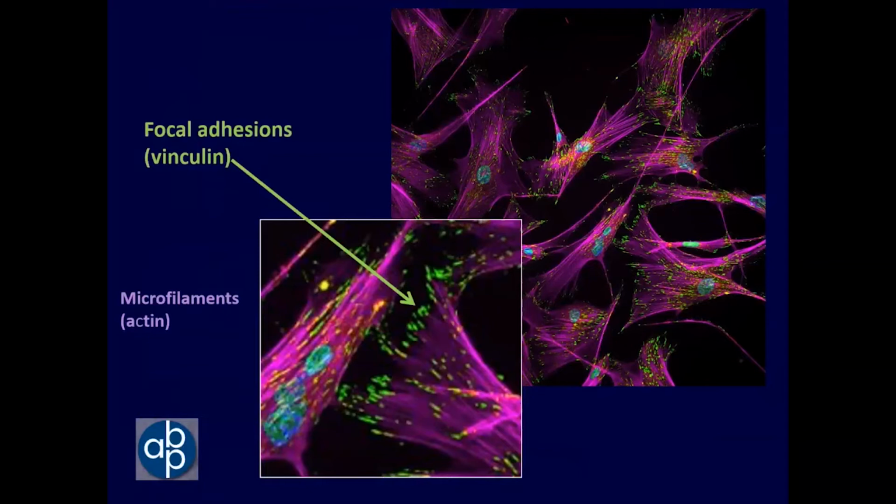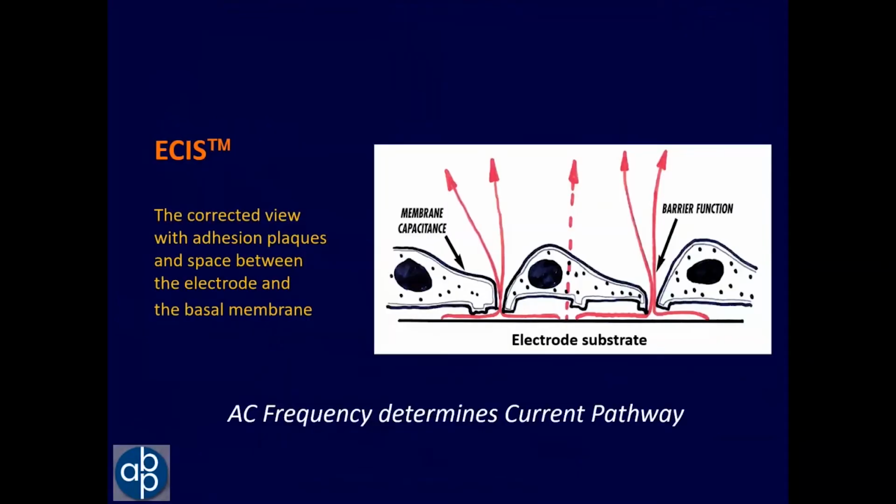So if we return to our cartoon version of the cell, this is a better way to look at it. The cells are on adhesion plaques. We don't show them actually touching here because we want to show the current paths, but the current has two ways it can pass through the cell layer. One, shown by the solid red arrows, is to simply flow in the solution paths underneath the cells between the electrode and the basal membrane, and then through the pericellular space between the cells.